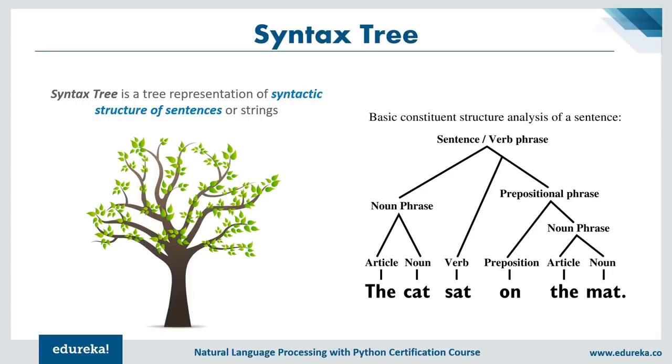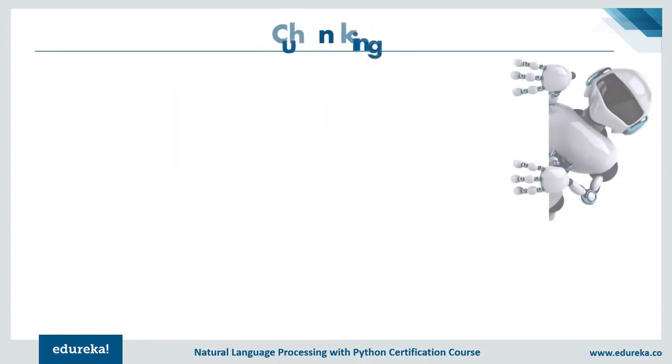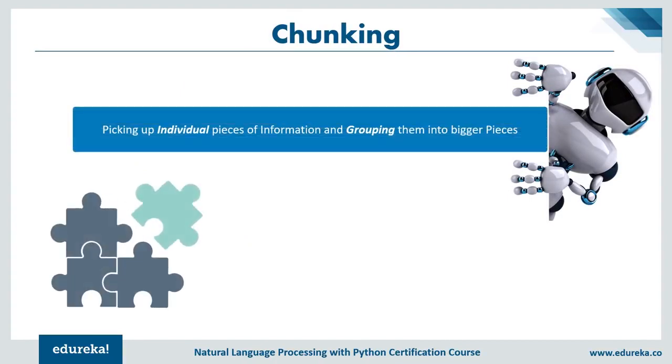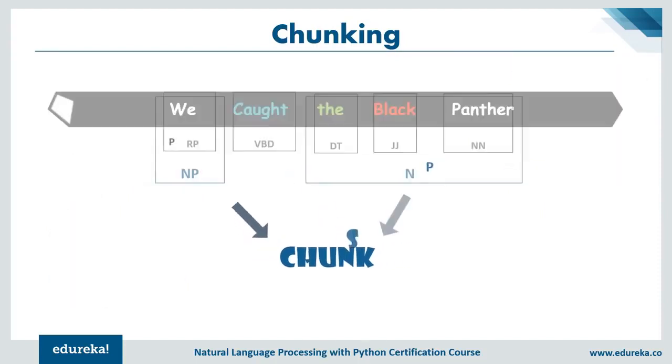So now that we have understood what syntax trees are, let's discuss the important concept with respect to analyzing the sentence structure, which is chunking. Chunking basically means picking up individual pieces of information and grouping them into bigger pieces. And these bigger pieces are also known as chunks. In the context of NLP and text mining, chunking means grouping of words or tokens into chunks.